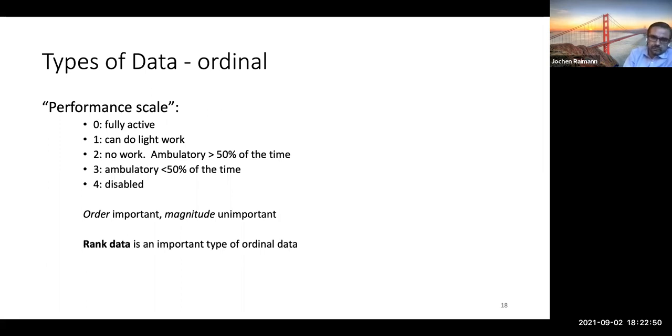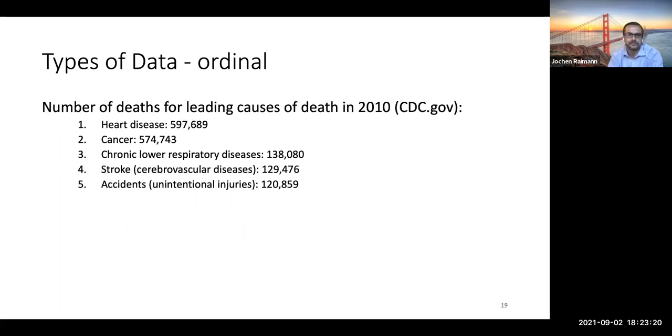Rank data is an important type of ordinal data. Even ranking is a little bit more specific than performance scaling, because ranking essentially gives you a rank within a group of data, right? For example, you have non-parametric tests that only compare ranks and not the actual value. But we'll talk about that later. So rank data is a special type of ordinal data.